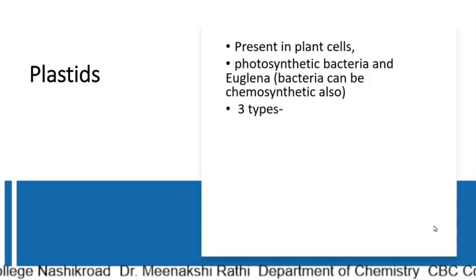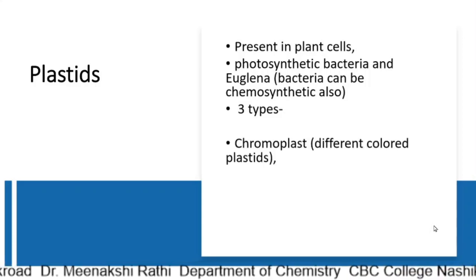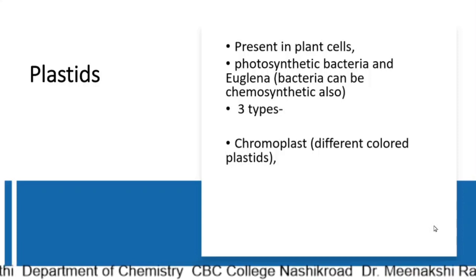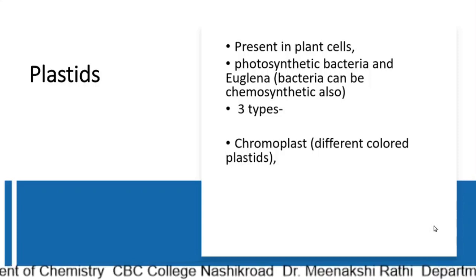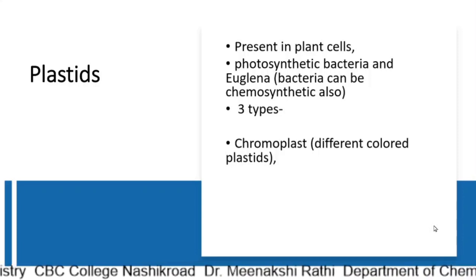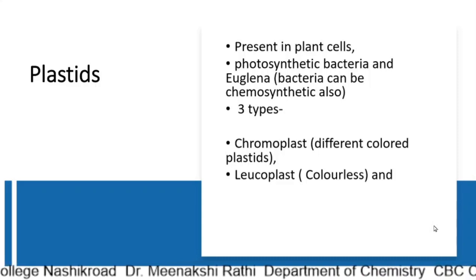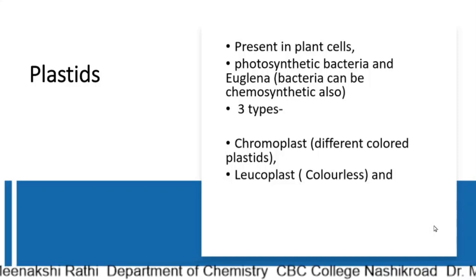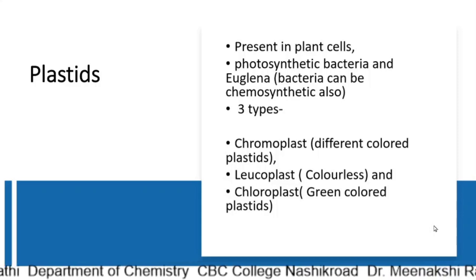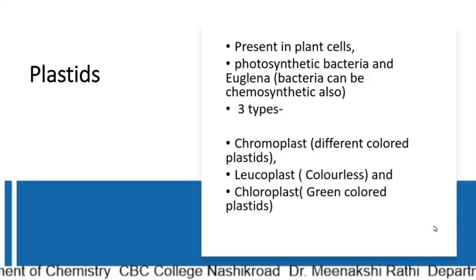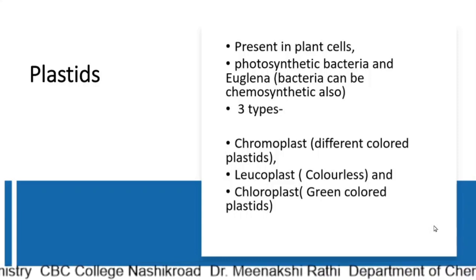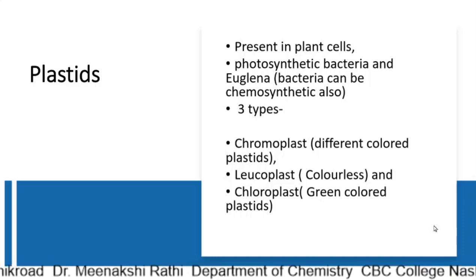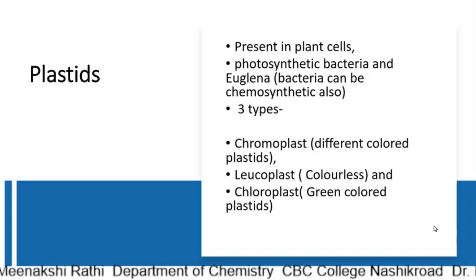Plastids are of three types, that is leucoplast, chromoplast and chloroplast. Chromoplasts have color, but other than green. Their function is not yet known, while leucoplasts are colorless and are associated with storage of starch, proteins and fats, while chloroplasts are green and are associated with photosynthesis. So, there are three types of plastids, but we are discussing only chloroplast.